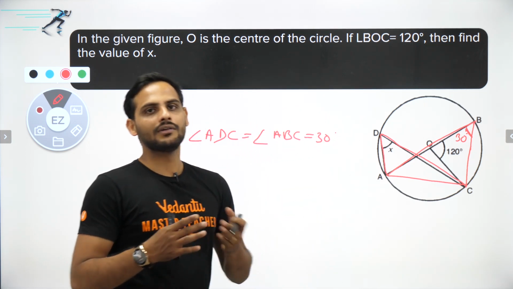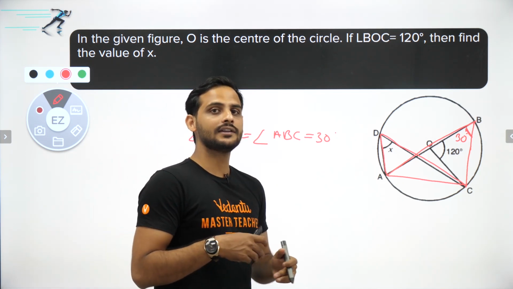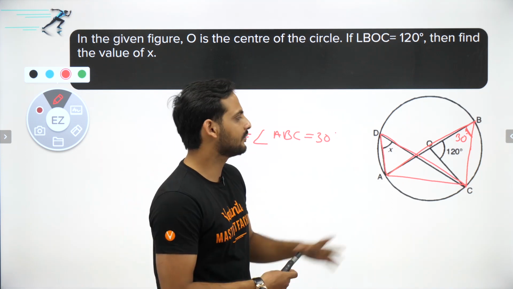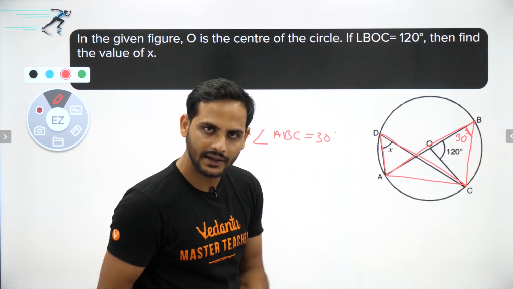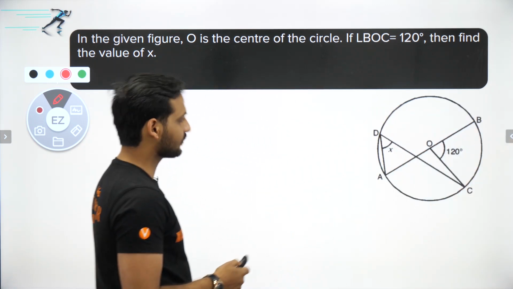Okay, so sometimes you have to figure it out your way. First I started with angle at the center is double of the angle at the circumference, but that was not helping me out. Then I changed my approach. So this is what you have to do, keep your options open. Chalo, let's move to the next question.